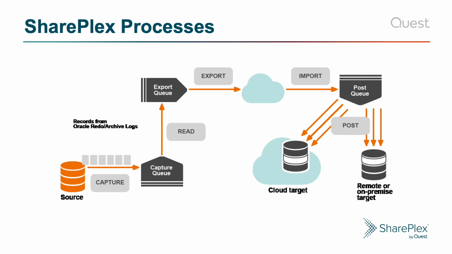This must be a familiar diagram for some of you. I'll just give an overview, a quick recap of it. Capture is the process which collects the information from the source redo logs and then puts it in the capture queue. The reader process reads this capture queue and fills in any information which is missing and then puts it in the export queue. And the export process takes this information and gives it to the network layer.